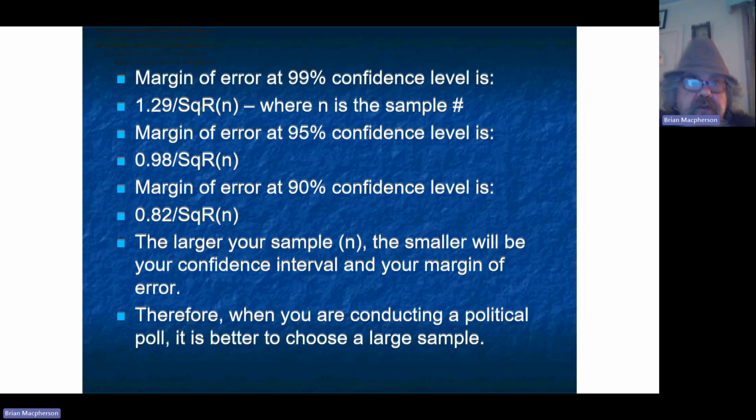Now, as I say below here, the larger your sample, the smaller will be your confidence interval and your margin of error. So if you just look at the formulas I gave you above, you can see that the larger the n will be, obviously the smaller will be your confidence interval, right? Because let's say 0.82 divided by 10 is a much bigger quantity than 0.82 divided by, let's say, 100, right? So the larger the n, the smaller will be your margin of error, okay? So generally speaking, when you're conducting a political poll, no matter what your confidence level is, you want to have a fairly large sample because the larger the sample, the lower is your margin of error, okay?